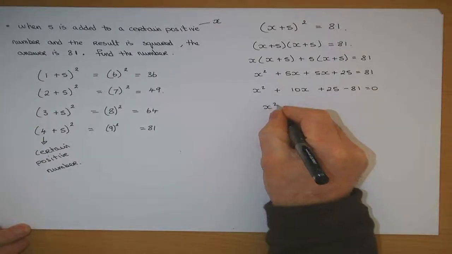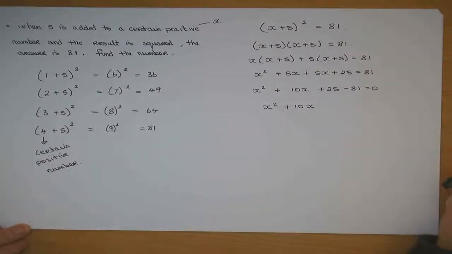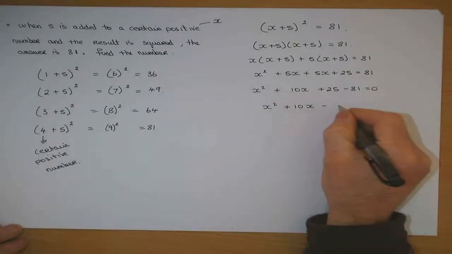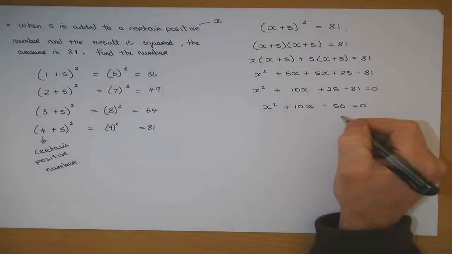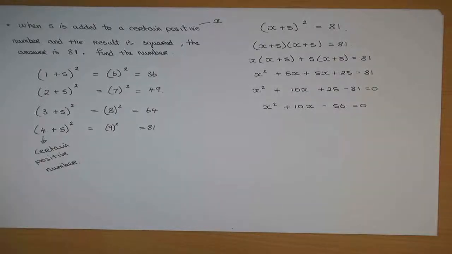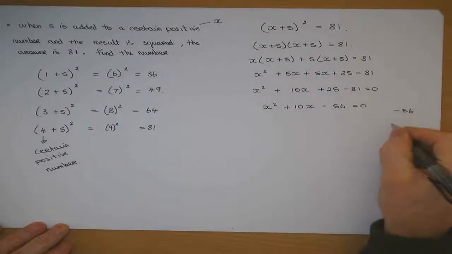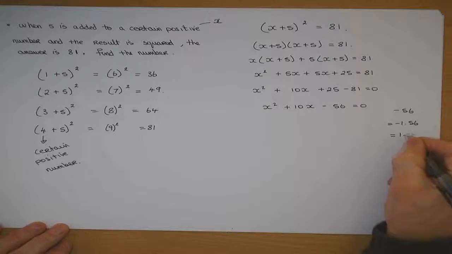So I have to solve x squared plus 10x plus 25 minus 81, which is minus 56, is equal to 0. Now, how do I solve that? The factors of minus 56. Minus 1 by 56 and 1 by minus 56.